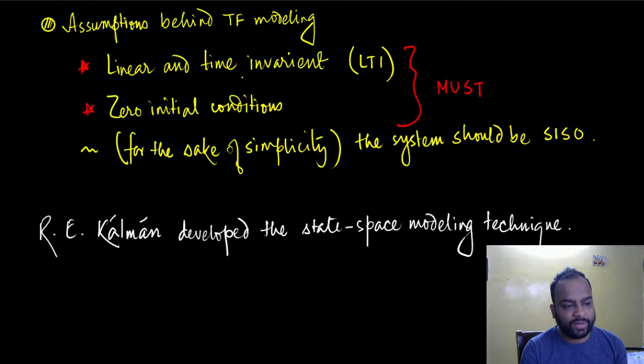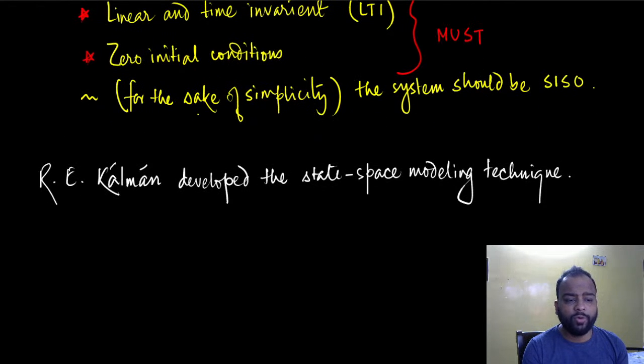We remove the assumption of linearity, remove the assumption of time invariance, remove the assumption of zero initial conditions. And we also remove the simplicity assumption that the system would be SISO. So all these assumptions are removed. So if I have a nonlinear system and you want to mathematically model it, what technique would you choose? State space. If you have a time variant system, what technique would you choose? State space. If you have a system where you want to see non-zero initial conditions, what technique would you use? State space. If you have a multiple input, multiple output system, what technique would you use?